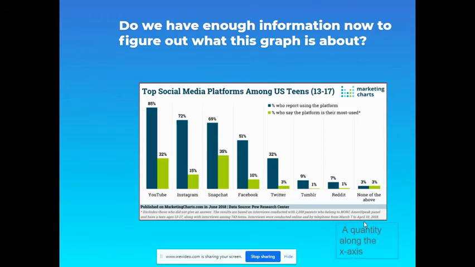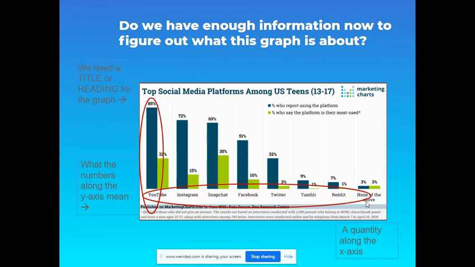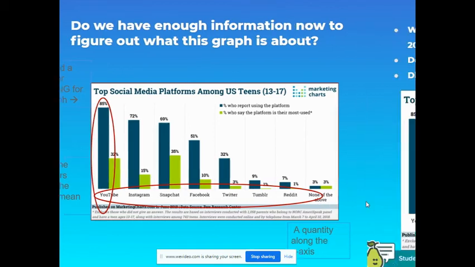Well, if we take a look at this, we have now added a quantity along the x-axis. What have we added? The different types of social media that were used in 2018. And we have also indicated what the numbers on the y-axis mean. These are the percent of users, right? The people using it. And we need a title: top social media platforms among US teens aged 13 to 17.